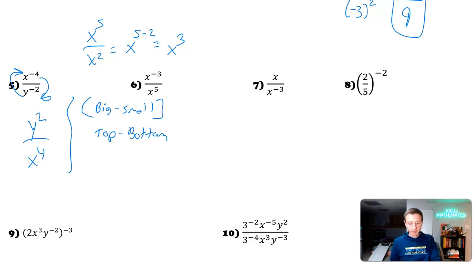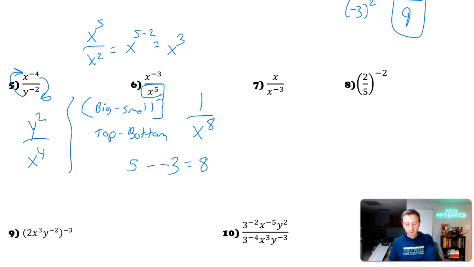But if you do big minus small, look what happens. If I take the big exponent of 5 minus a small exponent of negative 3, 5 is bigger than negative 3, so I do 5 minus negative 3, that becomes 8. So then I'd be left with 1 over x to the 8th, because the big exponent was on the bottom. 5 is bigger than negative 3, 5 was on the bottom, so I get x to the 8th in the denominator.